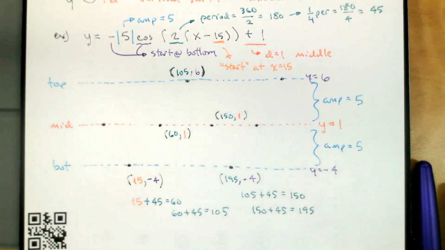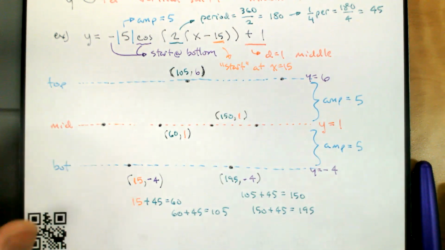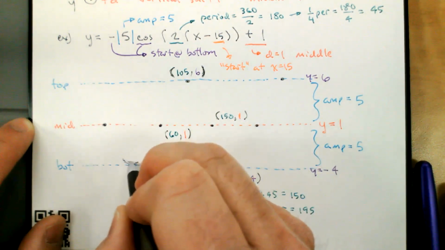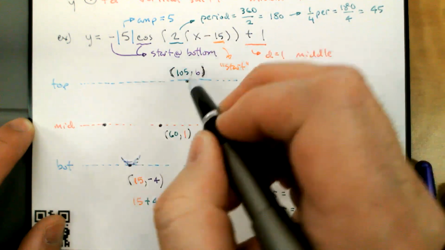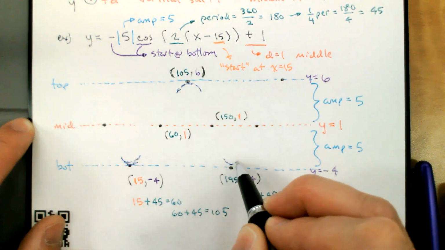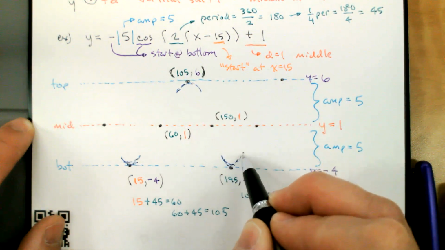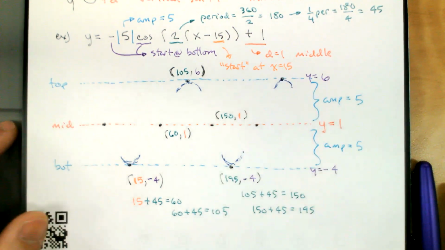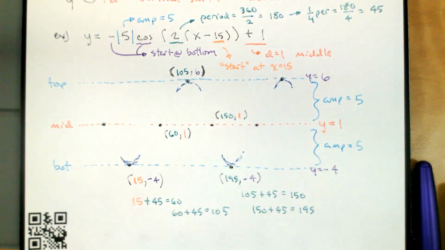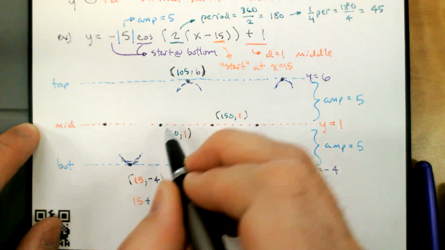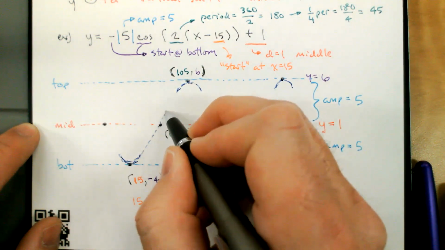If we wanted to graph the function, I didn't graph this very carefully. A nice, quick, and dirty way for drawing sinusoidal graphs is to draw your curves, your peaks and your valleys, and point the ends at these points and then just connect the dots.